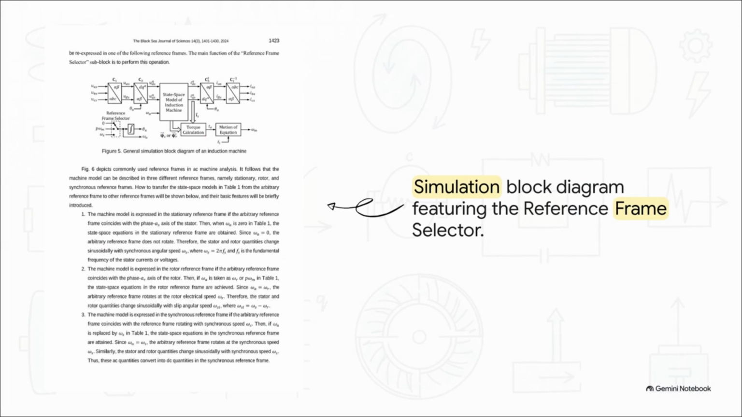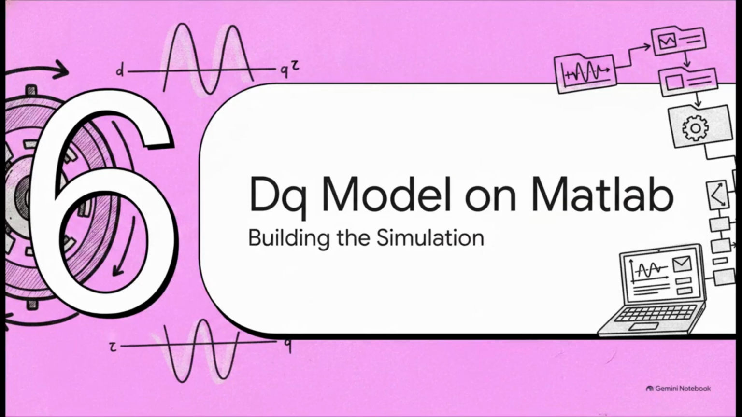And to actually build these advanced control systems, we rely heavily on simulation models. Here's a general simulation block diagram for an induction machine. I want to draw your attention to the reference frame selector on the left side there. Depending on what exactly we want to analyze, say stator transients versus rotor dynamics, we can use this selector to seamlessly shift our mathematical perspective. We can bounce between the stationary frame, the rotor frame, or the synchronous frame, all just by changing our arbitrary speed omega_a.